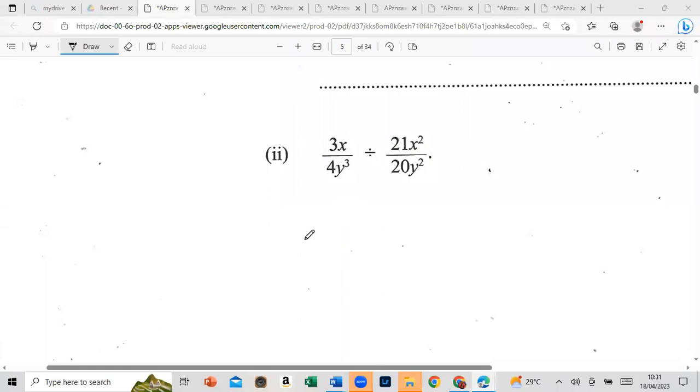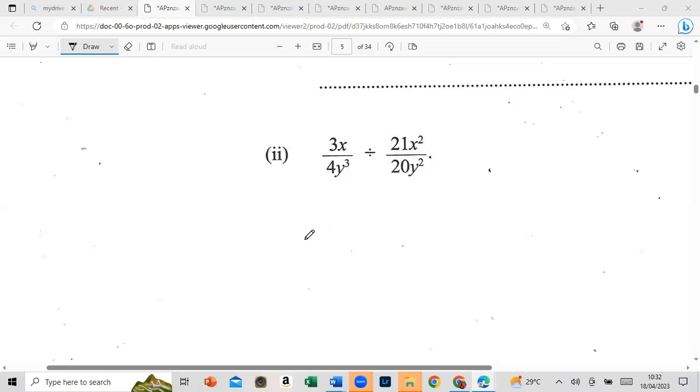Alright, we have a very interesting one here. It says 3x over 4y cubed divided by 21x squared over 20y squared. Now, when you are multiplying, remember the rule. When you are dividing, remember the rule. Alright? So treat it like a regular fraction. So let us go. Guys, you should be able to solve this in about 40 seconds. If not, you're not practicing enough.